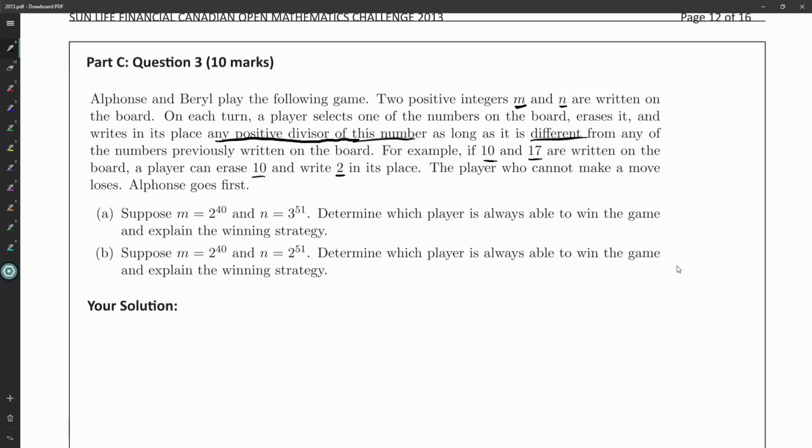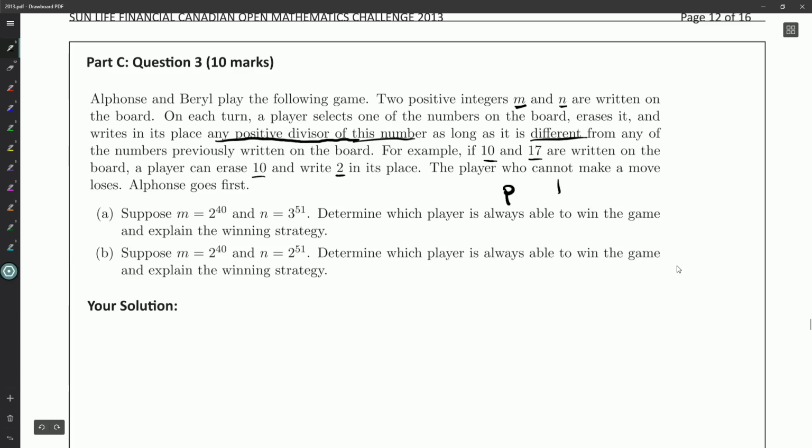Okay, so a player who cannot make a move loses. What would that look like? Well, suppose you had a prime number and 1 left on the board, you'd be stuck, because you couldn't erase P and write P. And you couldn't erase P and write 1. And of course you can't erase 1 and write 1 either.